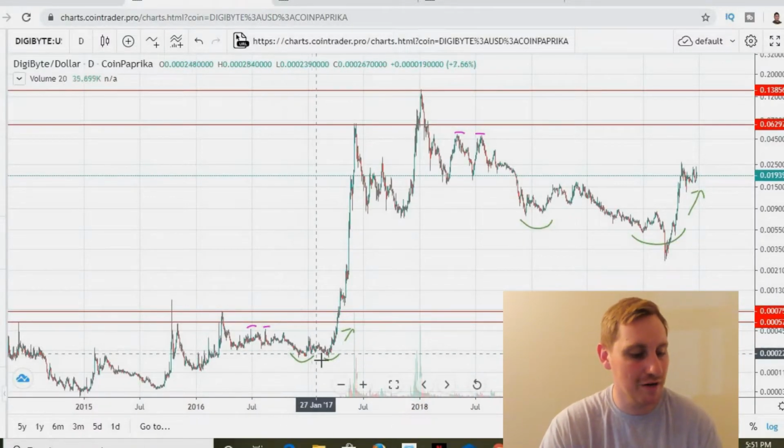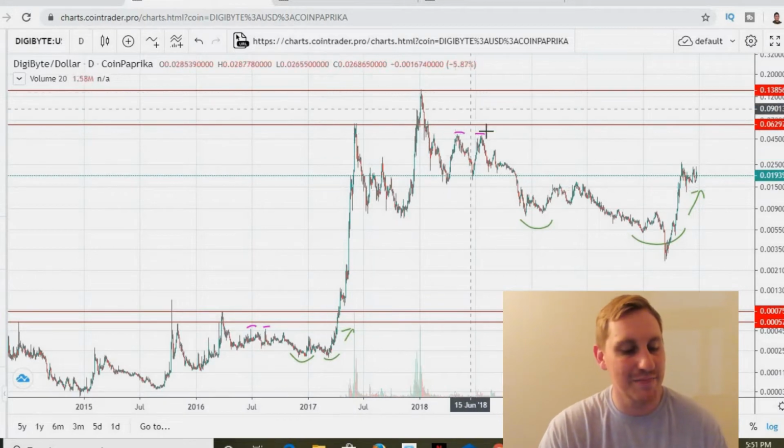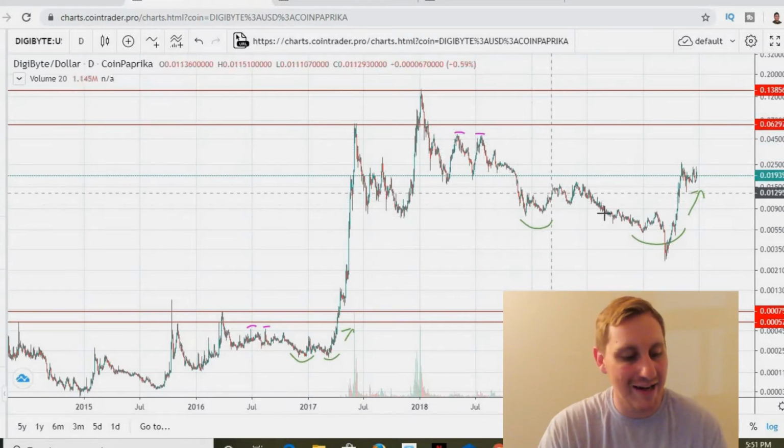We had double bottom, as you can see by these two green U's here, and then we ended up pumping all the way up to a new all-time high. Same thing here, guys. After we capitulated, we had a double bottom.